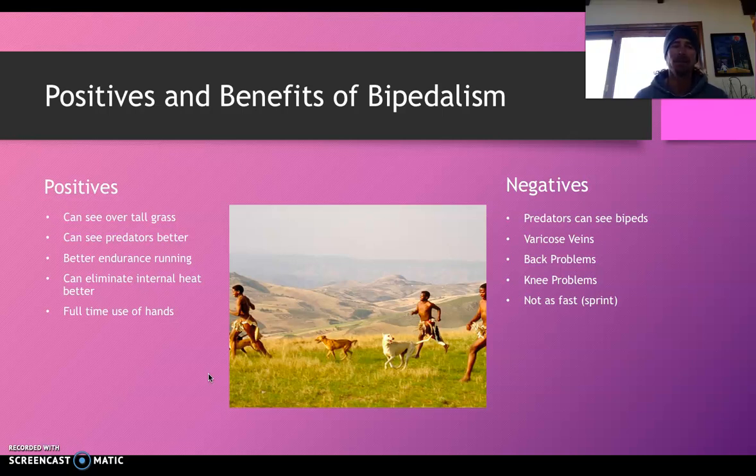And the last positive that we need to really discuss is the full-time use of our hands. So once we're bipedal, we get full-time use of our hands, which means now we can manipulate things. We can carry tools, we can carry food, we can carry infants. And that full-time use of the hands is probably the most revolutionary thing that starts to speed up our change in terms of our brain, our cranial capacity, our overall biological evolution.